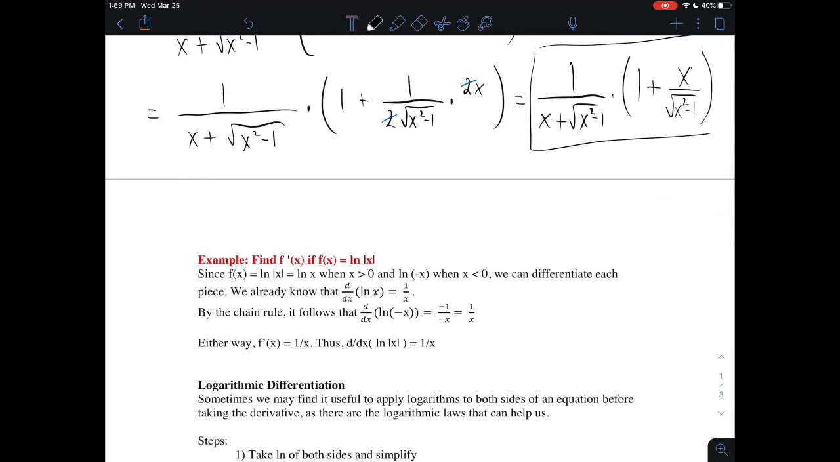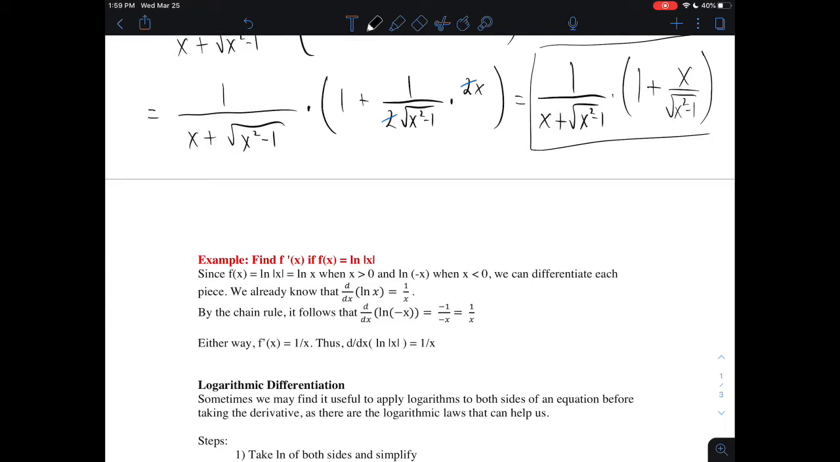All right, so this next example is actually just going to be proving something for us that will then become useful a little bit later in this class. So the next example, find f prime of x if f of x is equal to the natural log of the absolute value of x.